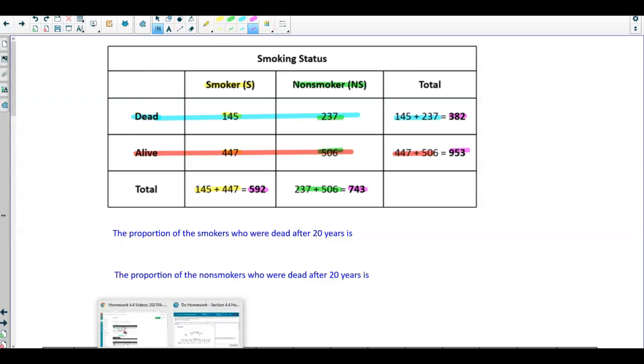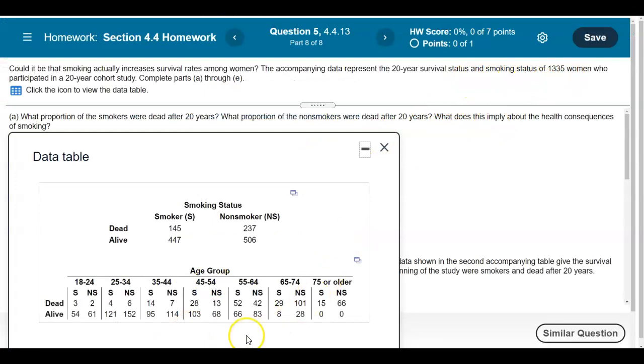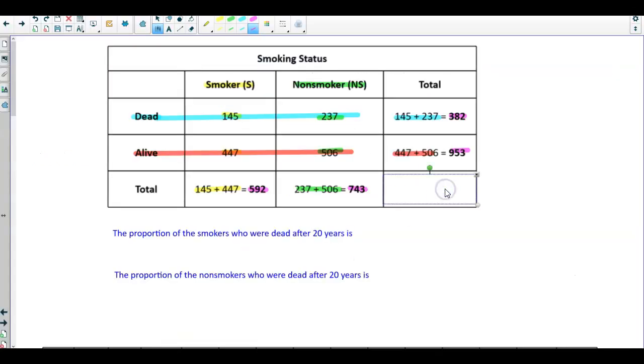Now remember, the question said that 1,335 women were surveyed. So if we add these two columns, it gives 1,335, and if we add these two rows, the total also gives 1,335. Next we want to determine the proportion of smokers who were dead after 20 years. The numerator is 145, and we divide that by the column total of 592, because we're dealing with the column that represents smokers.